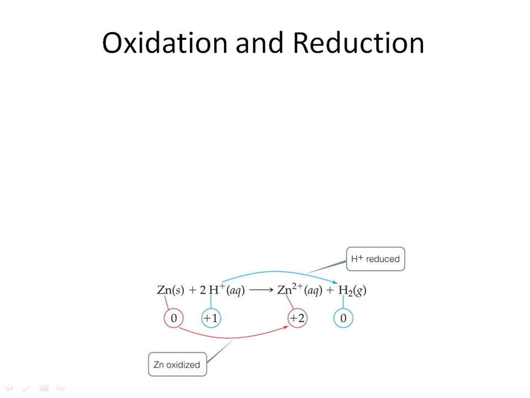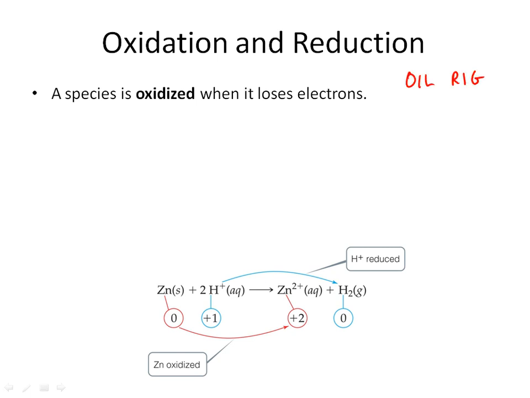Oxidation and reduction, we just talked about this a bit. A species is oxidized when it loses electrons. Oil rig. So in this case, we can see that the zinc has lost electrons. It went from zinc with no charge to zinc with a 2+ charge. We could also say the oxidation state of zinc increased from 0 to +2. So zinc lost 2 electrons, forming the zinc 2+ ion. That is oxidation.